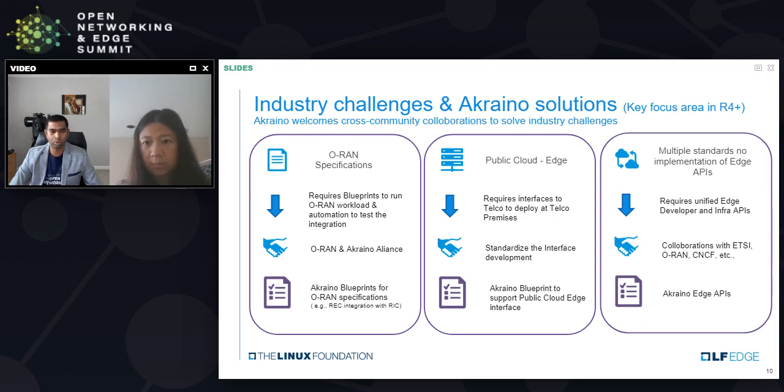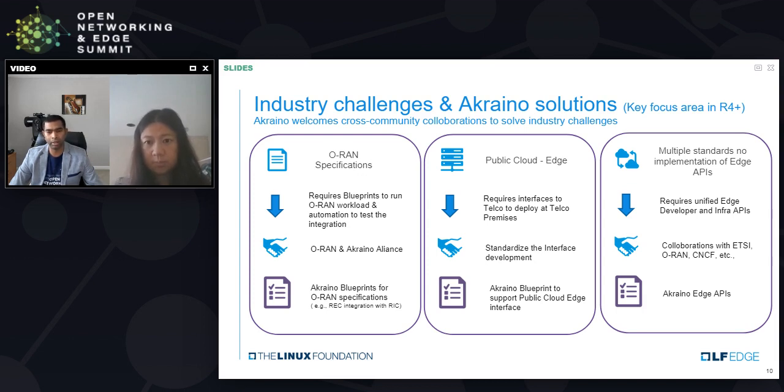So the number one is the Warren specification. You may have heard about the Warren community that is doing a disruption on the technology for the RAN. That community is creating a specification, and the Akraino community is working closely with the Warren community in creating a blueprint and automation to test the blueprint, along with the integration points mentioned by the Warren specification. And the Akraino community would deliver blueprints for that.